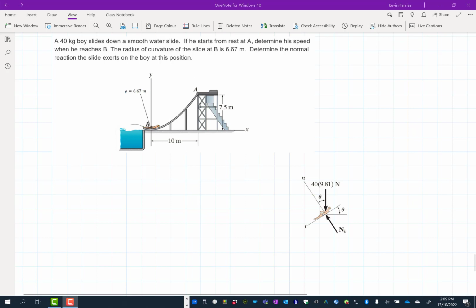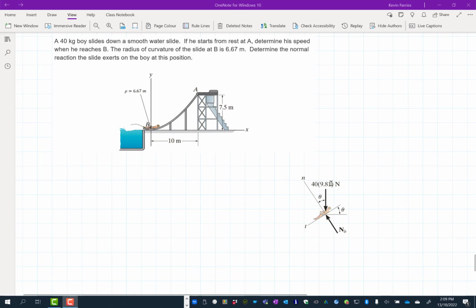So the key to this problem is to notice that if you drew a free body diagram of this boy, the only forces acting upon him, there's no friction, so the only forces acting upon him are the gravity, which is his weight times 9.81, so 40 times 9.81. So it's the gravity and the normal force. But the normal force, because at any particular point his direction of travel is perpendicular to the normal force, that normal force is going to be doing no work whatsoever.